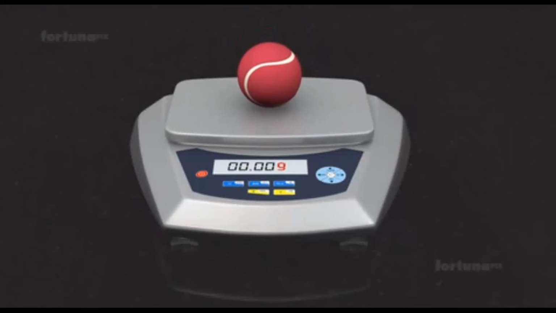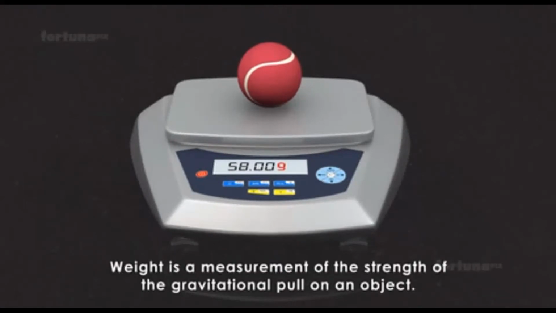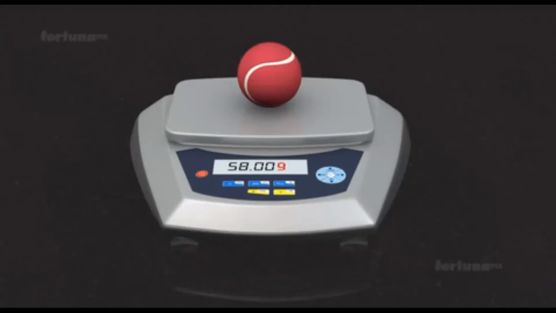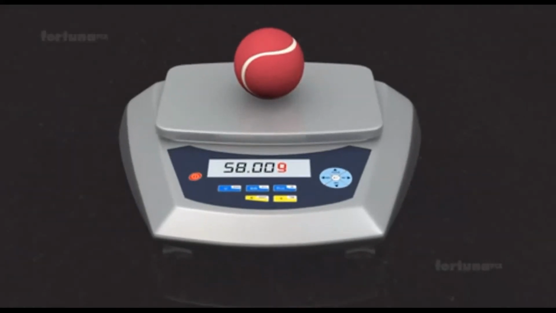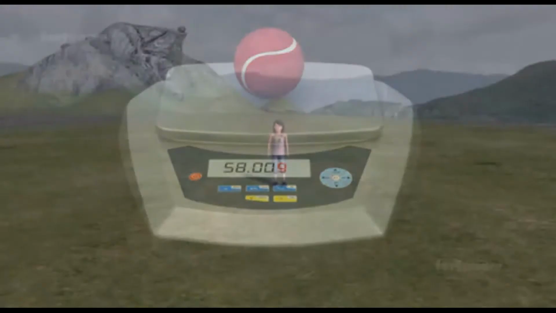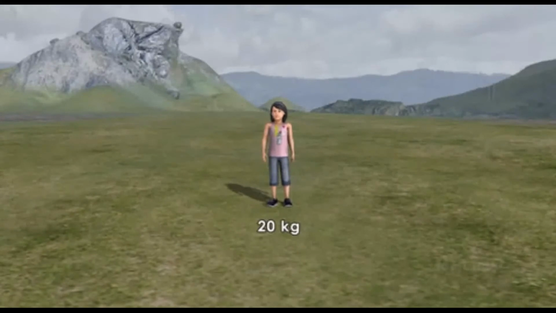Let's learn about weight. Weight is a measurement of the strength of the gravitational pull on an object. A tennis ball will weigh about 58 grams, meaning the gravitational pull is acting on the ball. If you weigh 20 kilograms on Earth, gravitational pull of that extent is acting on you.